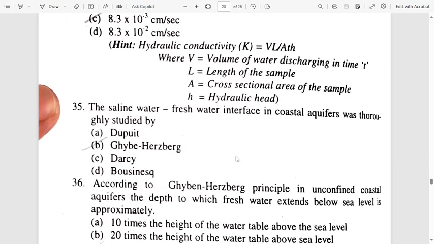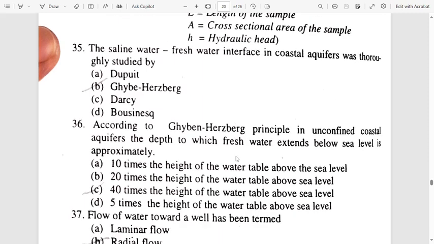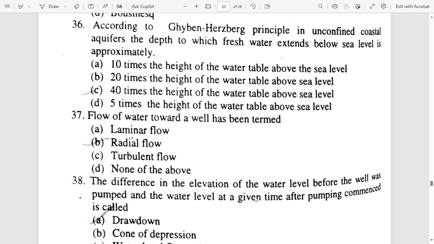Saline water freshwater interface in coastal aquifers was thoroughly studied by Ghyben and Herzberg. Z is equal to 40 hf. According to the Ghyben-Herzberg principle, in unconfined coastal aquifers, the depth to which the fresh water extends below sea level is approximately 40 times the height of the water table above the sea level. Z is equal to 40 hf.